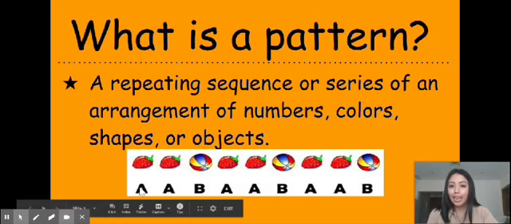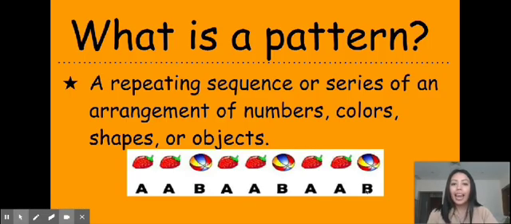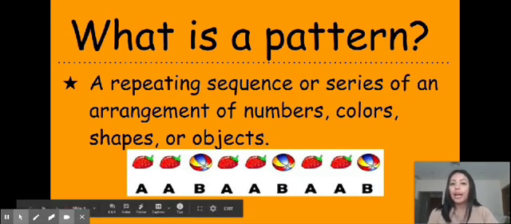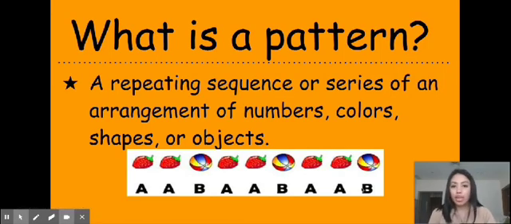So we have A, A, B, A, A, B. We have an AAB pattern using strawberries and a beach ball. And now, I want you to join me as we build together an AAB pattern.